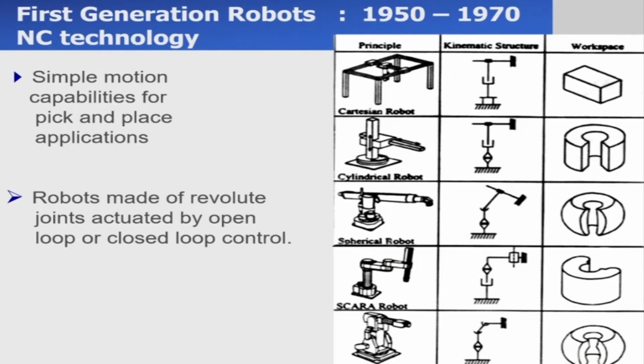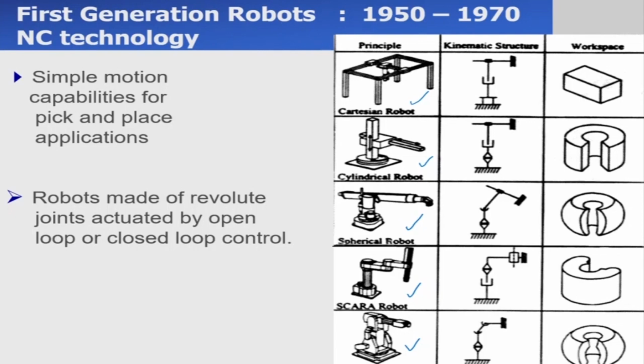Now the first generation robots, 1950 to 1970, are simple pick and place robots without interaction with the environment, and they can be divided into different types depending on their structure. We'll come to this in more detail as we go along, but this is just to show they can be Cartesian robots, cylindrical, spherical, SCARA type, or articulated. These are robotic arms for doing particular applications in industries.